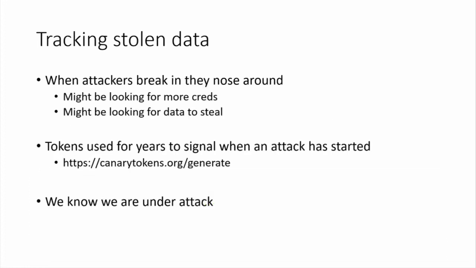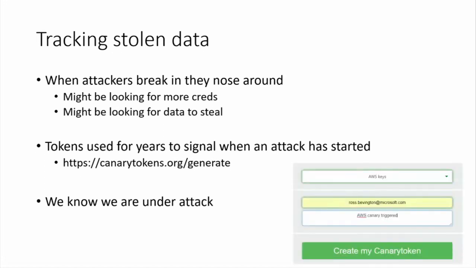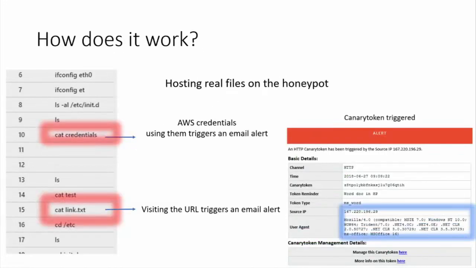Another thing we do is we try and track stolen data. So we seed our environment with files to make it more valid. When attackers break in, chances are they nose around, because why wouldn't you? And we want to track this information. We want to know where it goes. Crucially, these honey or canary tokens have before been used to warn you of an attack, but we're on a different standpoint. We know we're being attacked. So can we use this for tracking instead? And the answer is yes.